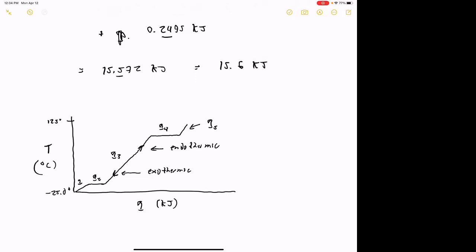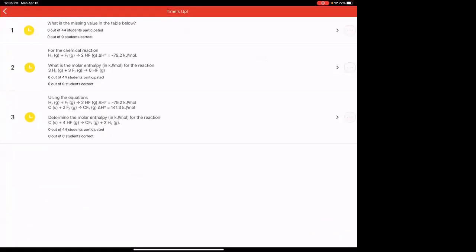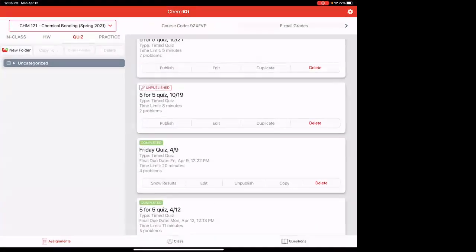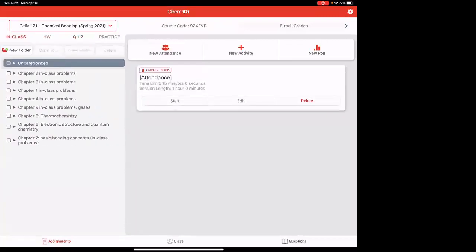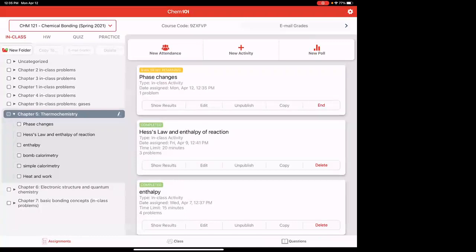All good? All right, so I have one of these for you guys to look at in Chem 101. I think it's kind of going in the opposite direction, but similar kind of problem. So let's pop over there real quick. By the way, you guys did well on the quiz. So phase changes, here we go. Let's go ahead and start this. It's about a 10-minute activity here, which is going to be about right.